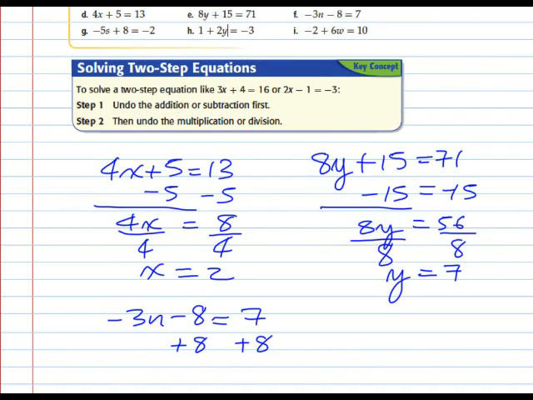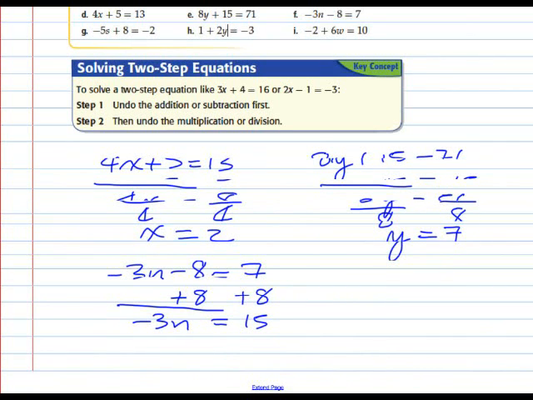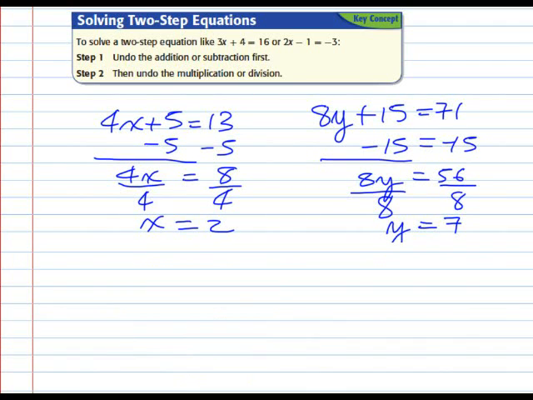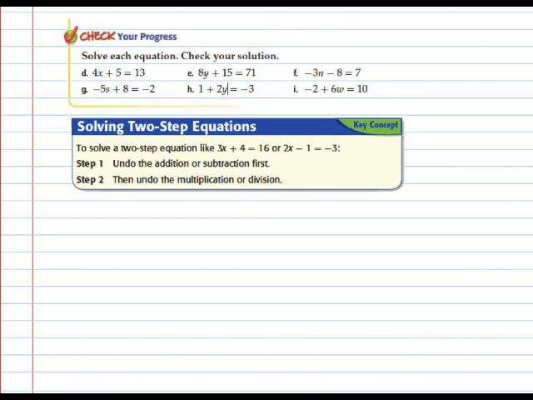Example F. Negative 3n minus 8 equals 7. Undo the subtraction with addition. Negative 3n equals 15. Divide both sides of my equation by negative 3. N equals negative 5.